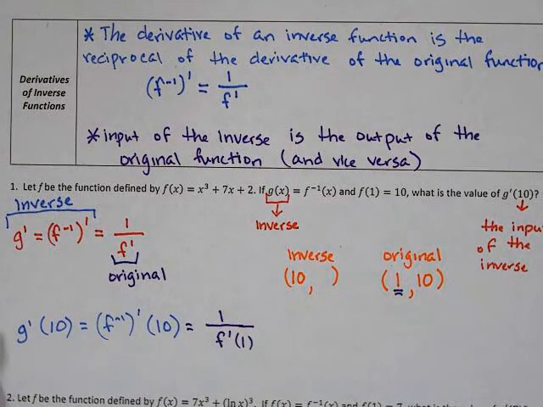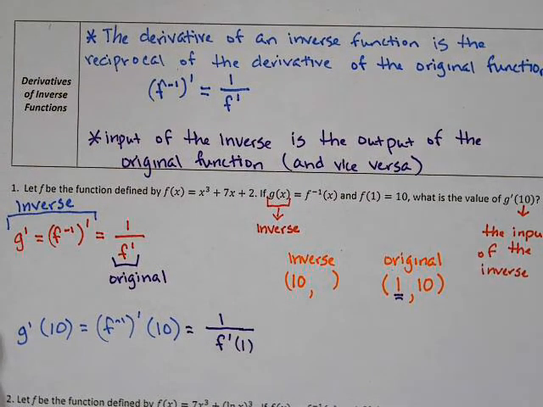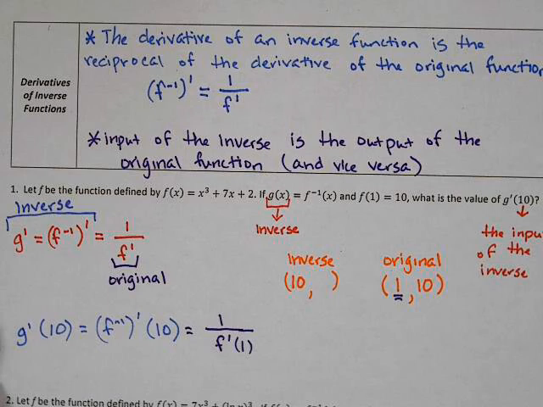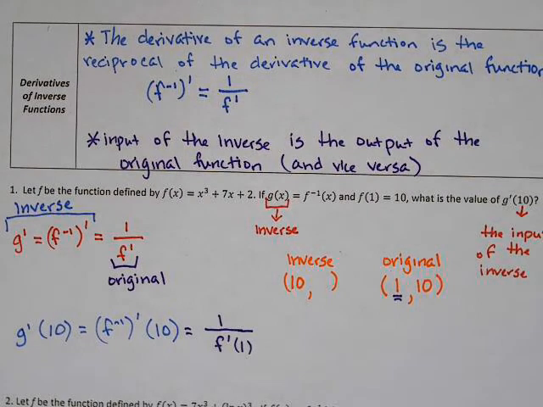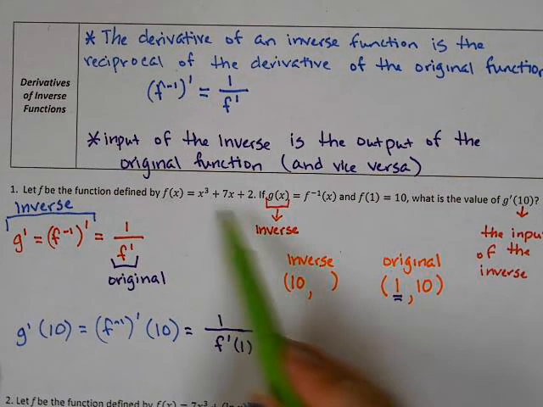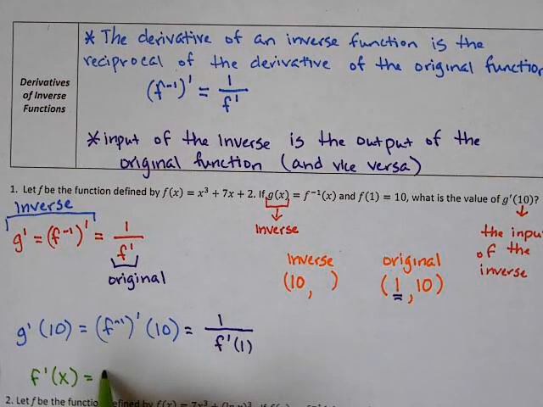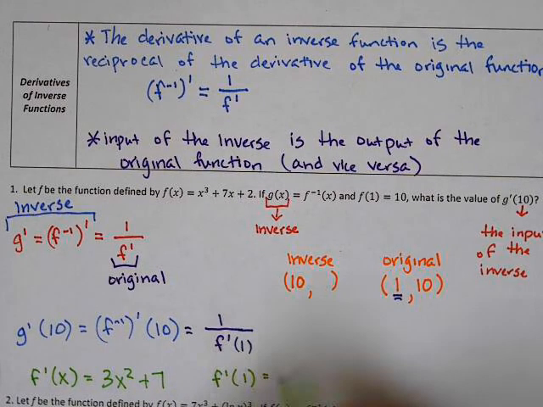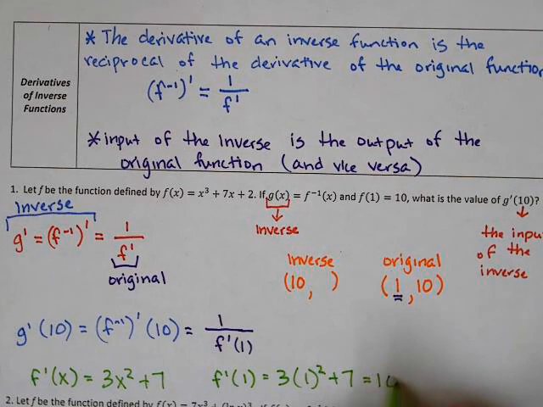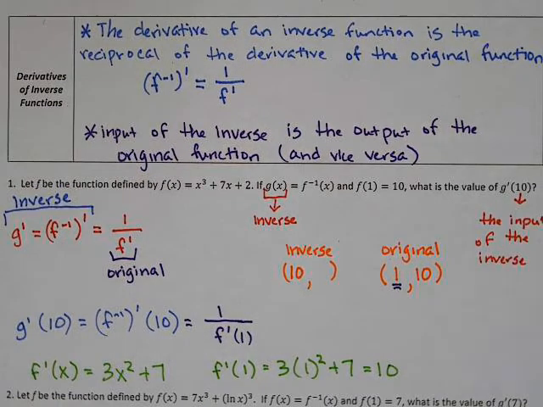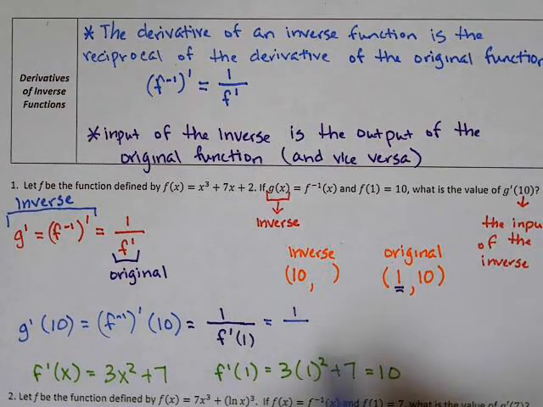reciprocal of that is. So if we look at our original function, we actually had f of x equals x to the third plus 7x plus 2. So f prime of x is going to equal 3x squared plus 7, which means if I want to find f prime of 1, I'm going to get 3 times 1 squared plus 7, and that just gives me 10, which means g prime of 10 is going to equal 1 over 10.